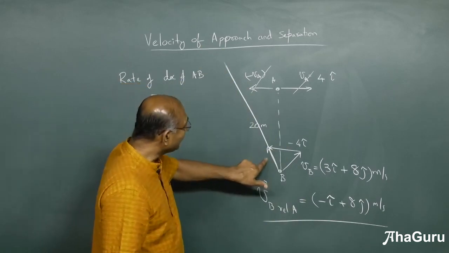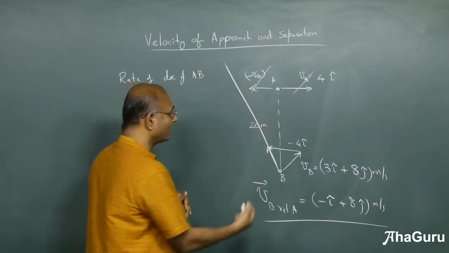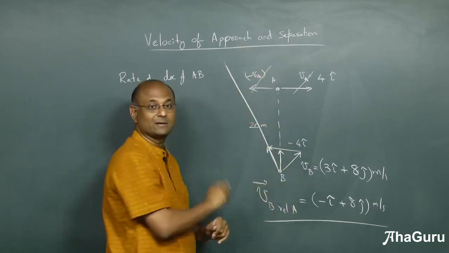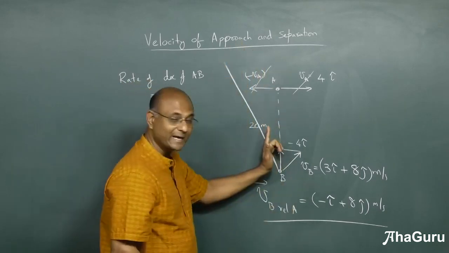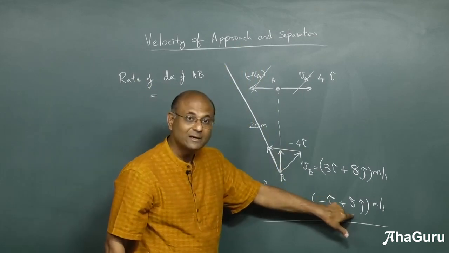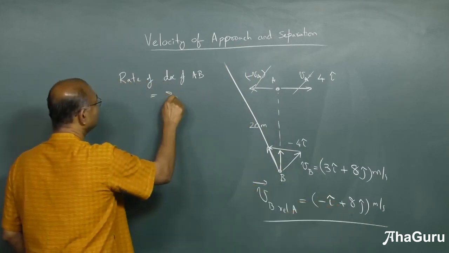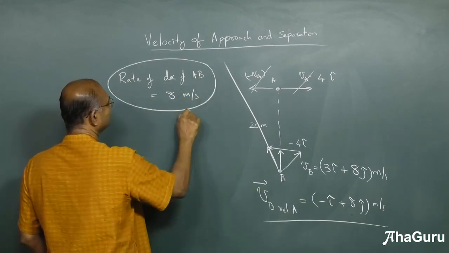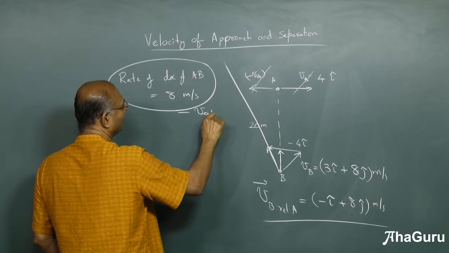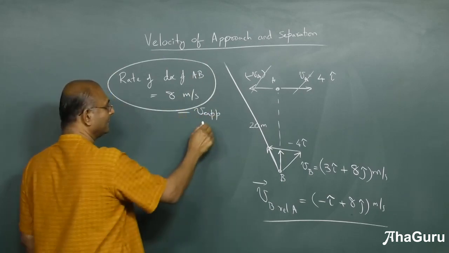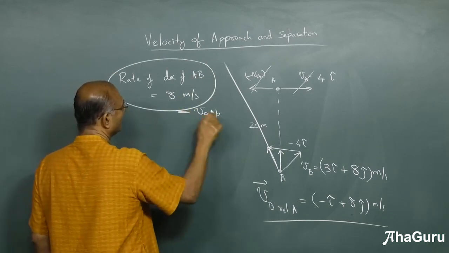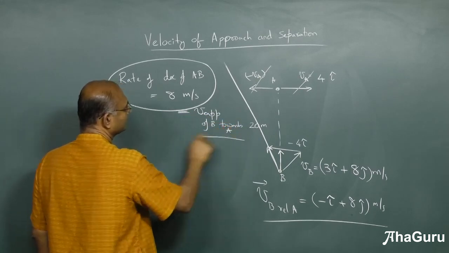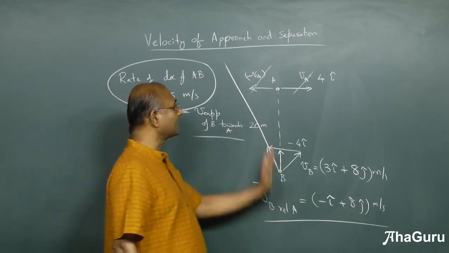But what is the rate at which it is approaching A? Not this velocity. You must take the component along A. But what is the component along A? The j cap component, which is actually 8j. So this is 8 meters per second. Because this is the velocity of approach of B towards A. This is the rate at which B is approaching A.